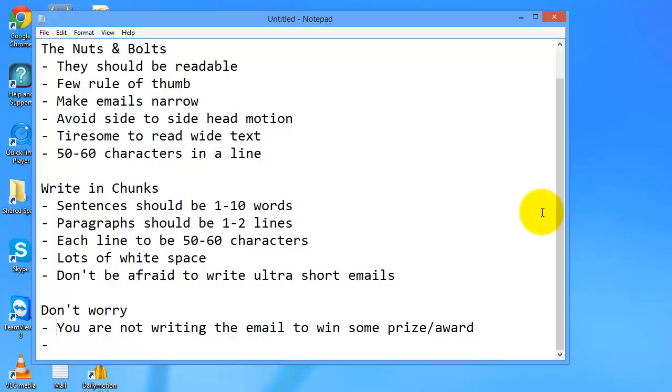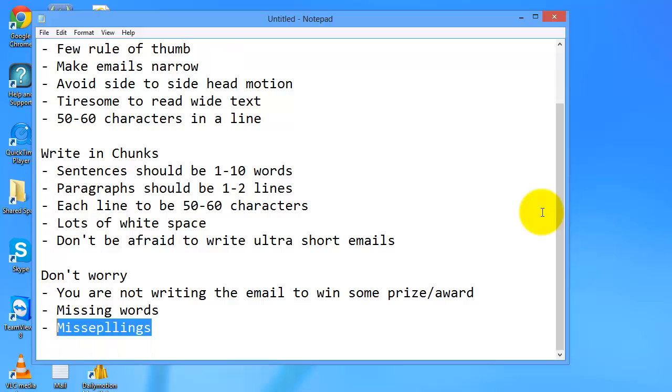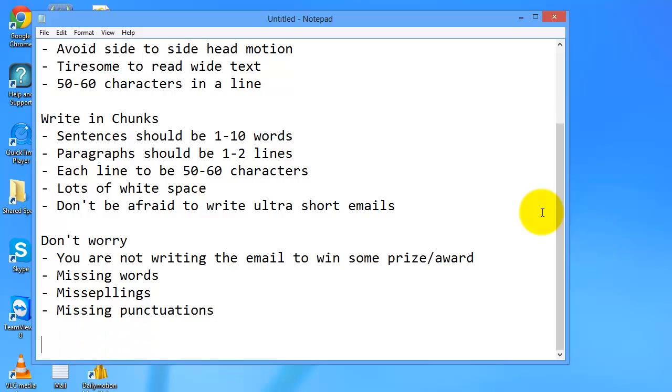Do not worry about missing words, misspellings, right? I have spelled it wrong anyhow. So do not worry about all those things. Do not worry about missing punctuation, right? Basically, what you are trying to tell in your email, you should be able to convey your message across. That is the main motive of the email.